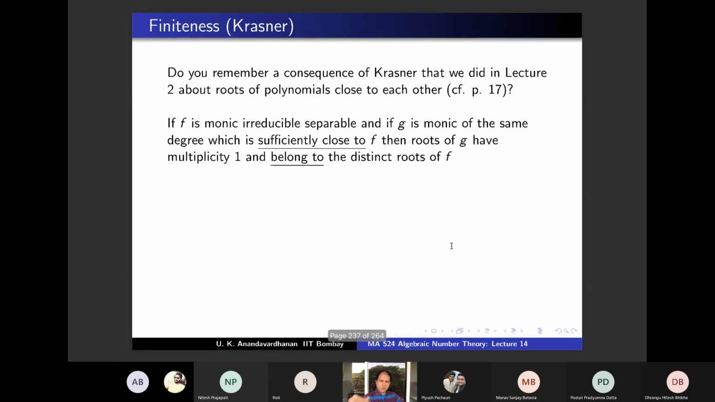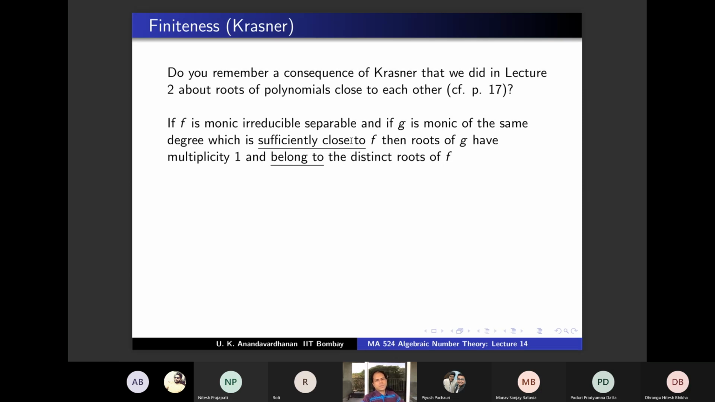G is also separable. G is also irreducible. We are not interested in that here. Roots of G have multiplicity 1 and they belong to the distinct roots of F. What is sufficiently close? Close means |F minus G| is small enough. And what is |F|? We define |F| as the maximum of the moduli of the coefficients. So in that distance, F and G are close if |F minus G| is small enough. How small? That comes in the proof.